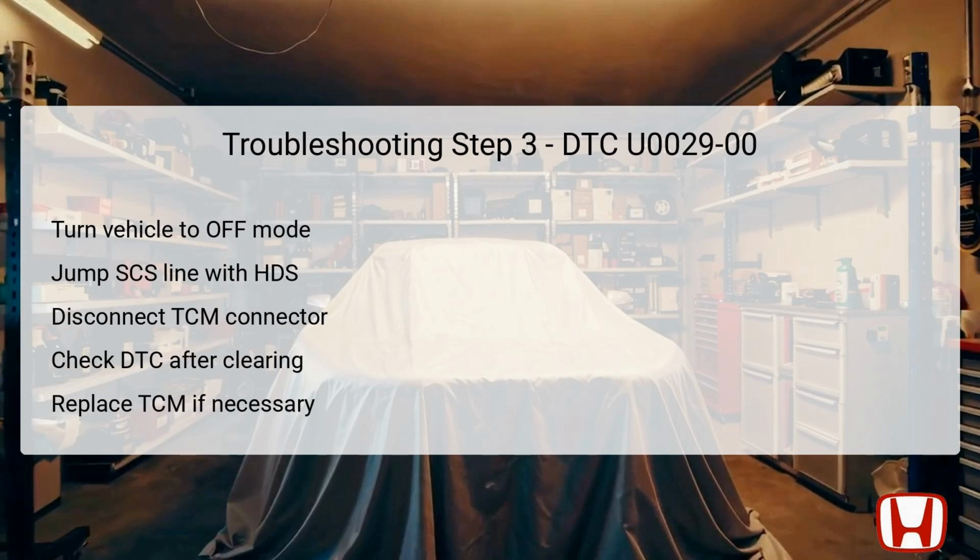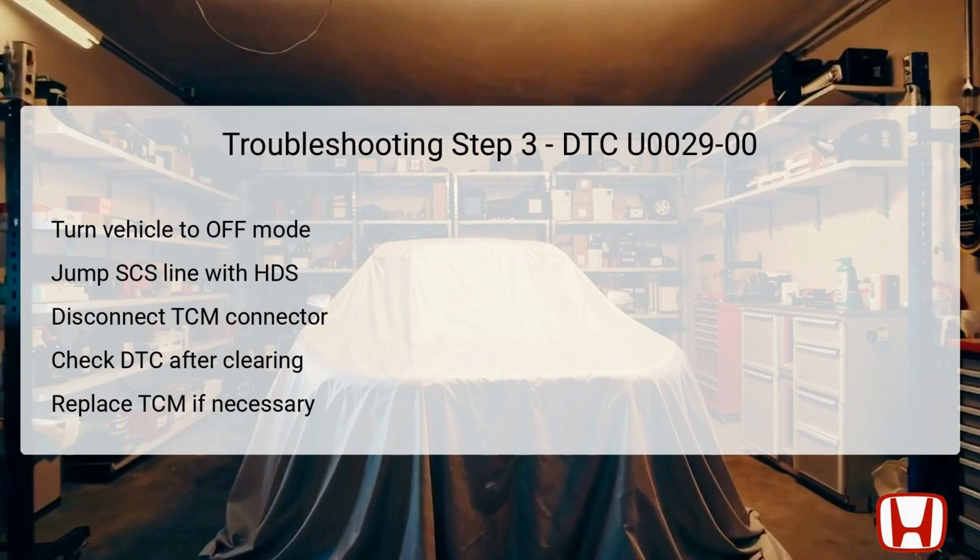Proceeding to step 3 involves conducting a similar shorted unit check, but this time for the Transmission Control Module, TCM. As in previous steps, make sure the vehicle is turned to the off-lock mode. Jump the SCS line with the HDS and wait more than a minute to allow for proper module diagnostics. Disconnect the TCM 50P connector to isolate it from the circuit. Again, turn the ignition to on and proceed to clear any DTCs present.